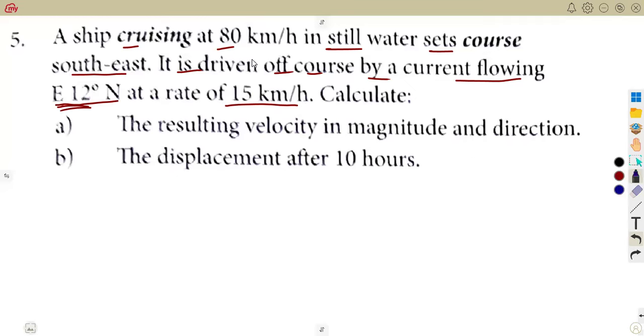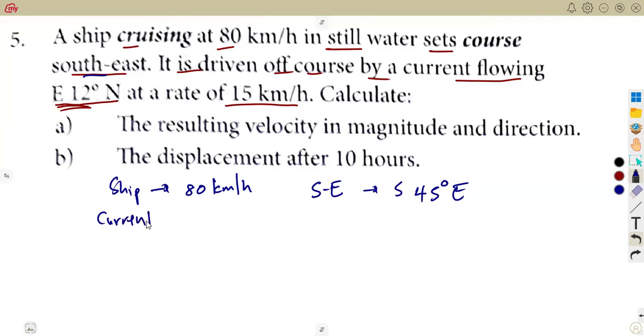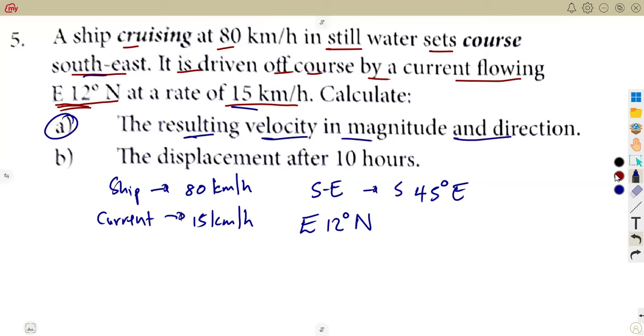So it is the same as our previous question, guys. So we're going to take our ship as it is, 80 kilometers per hour in still water, then this is the southeast, the direction. Southeast, remember I said it simply means south, 45 degrees to the east. Then the current, in this case, is flowing in that direction at 15 kilometers per hour, east, 12 degrees to the north. So the question on A was to calculate the resulting velocity in magnitude and direction.